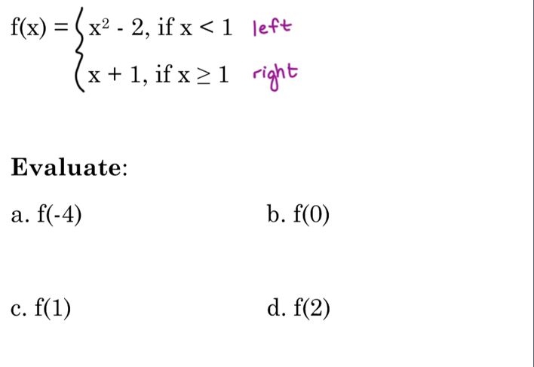You can write left or whatever you want to. But negative 4 is less than 1, so we just plug it into that first piece, negative 4 squared minus 2. You can do it in your calculator or by hand, but be careful when you square that negative. You have to put parentheses around it. So that's 16 minus 2, so that's 14.